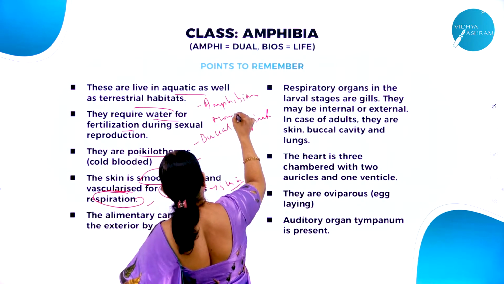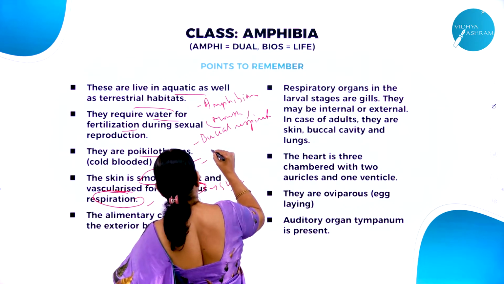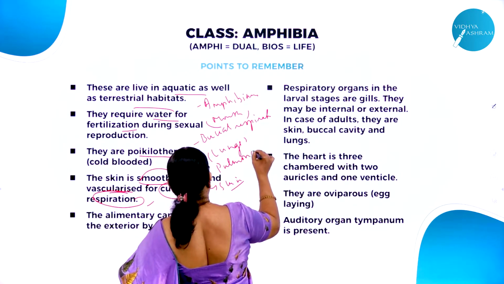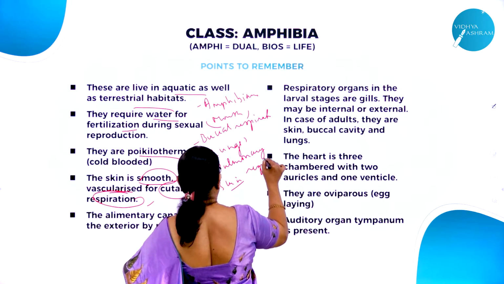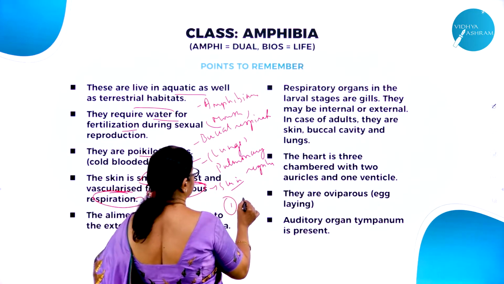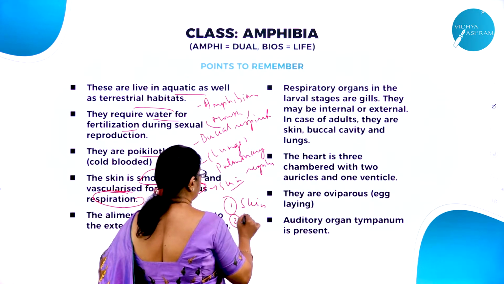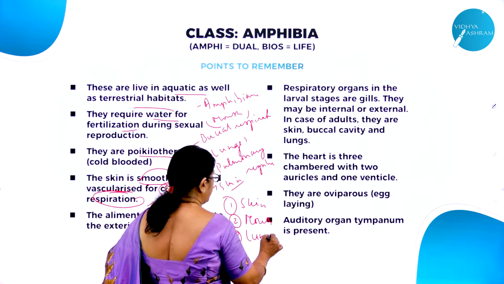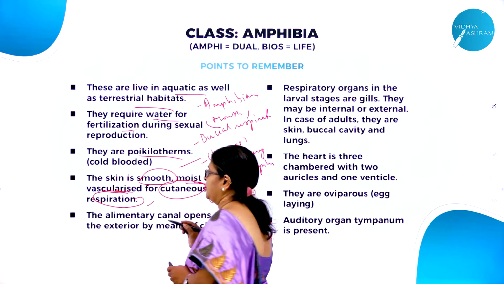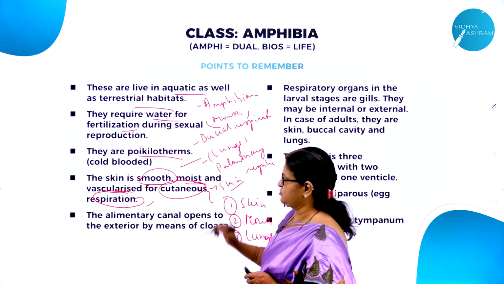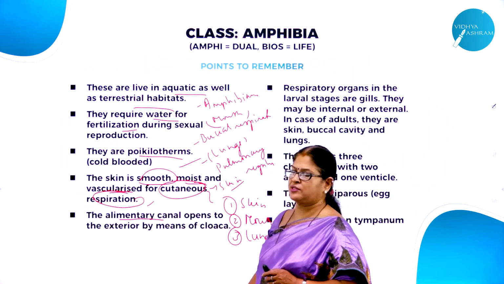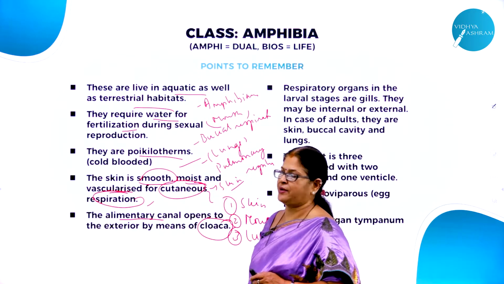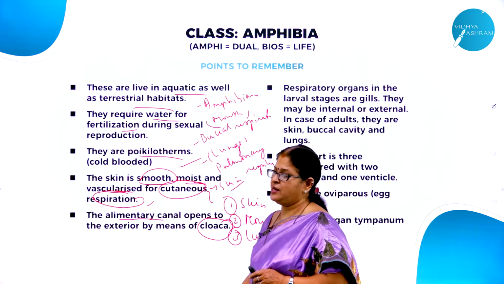Respiration through lungs is called pulmonary respiration. So either it respires through skin or through mouth or through lungs. Hence the name. So it has three modes of respiration. And as I said, the alimentary canal or the digestive system opens to the exterior by means of an opening called what? Cloaca. So there is an aperture called the cloacal aperture.